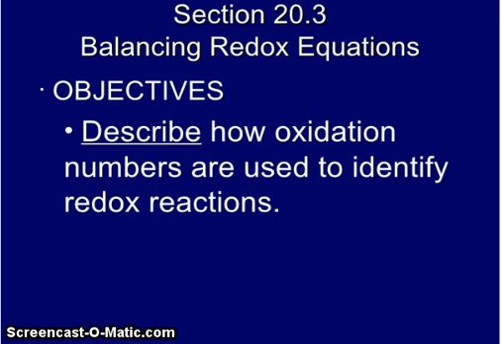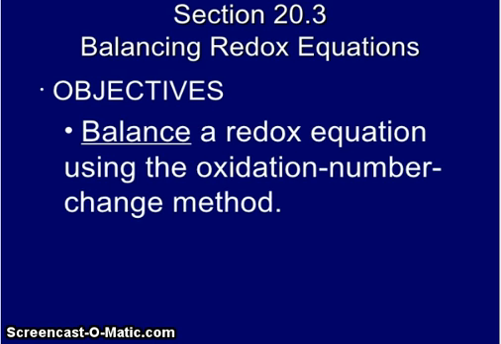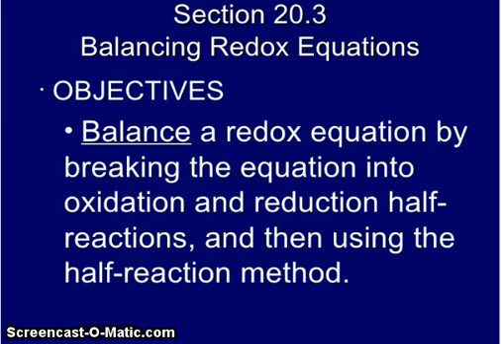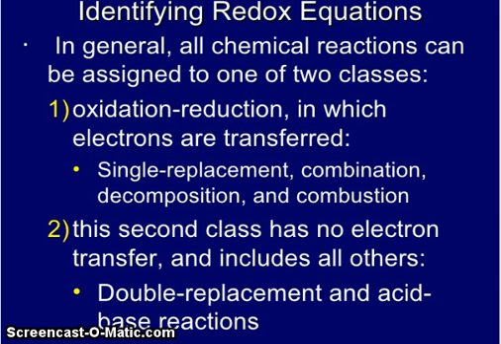So how can oxidation number be used to identify redox reactions? Balance a redox equation using the oxidation number. Balance a redox equation by breaking the equation into oxidation and reduction half reactions and then using the half reaction method. In general, all chemical reactions can be assigned to one of two classes: oxidation-reduction, in which electrons are transferred, including single replacement, combinations, decompositions and combustion. The second class has no electron transfer and includes all others: double replacement and acid-base reactions.